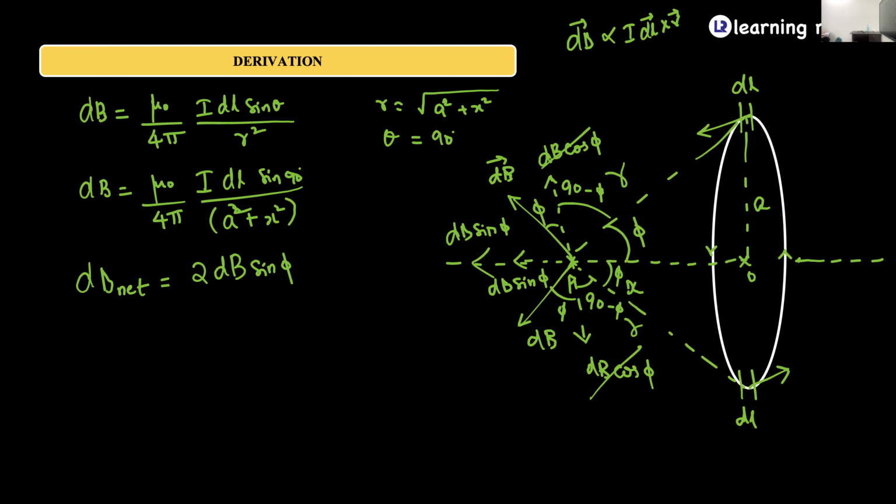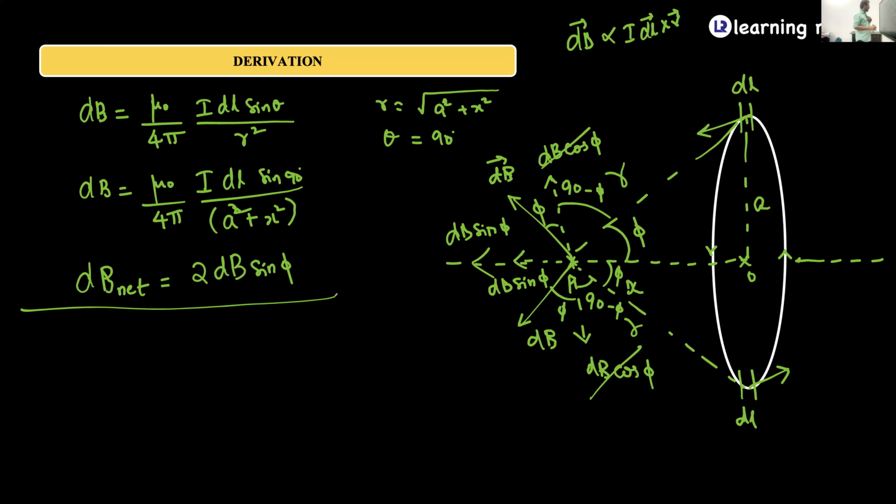Shall we proceed? So dB net is going to be equal to 2 times dB sin phi, right? So with this, the physics part is over. Now we need to start applying the mathematical part. Observe.